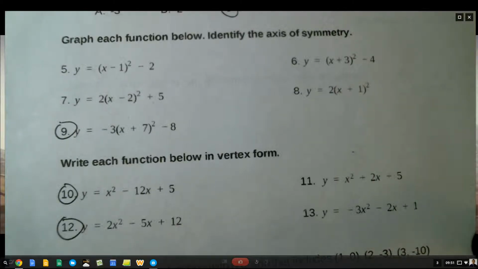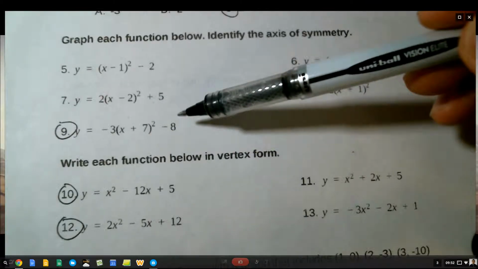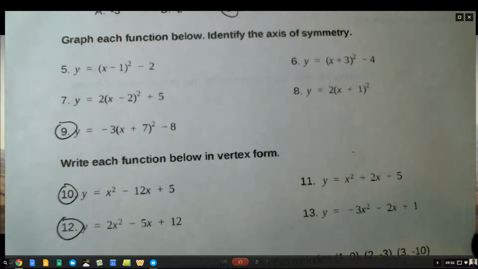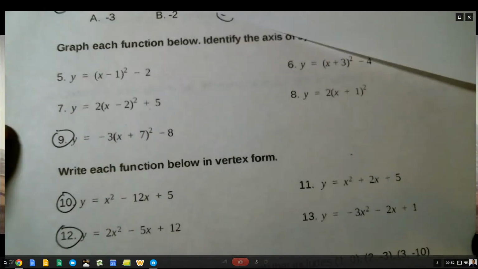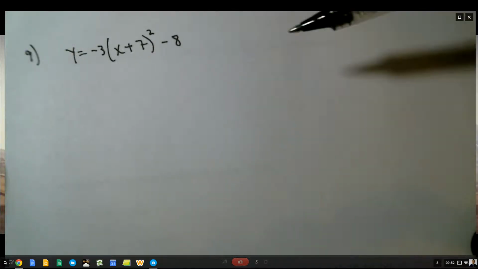Okay, now I'll be working on number 9, and the question asks, graph each function below, identify the axis of symmetry. So number 9, we have this equation, y is equal to negative 3 times (x plus 7) squared minus 8. Our job is to graph it and then identify the axis of symmetry.